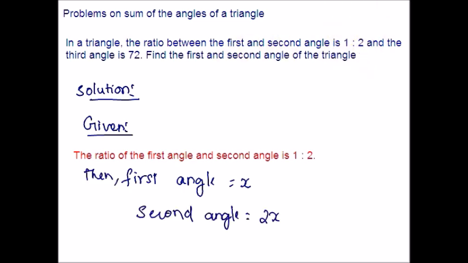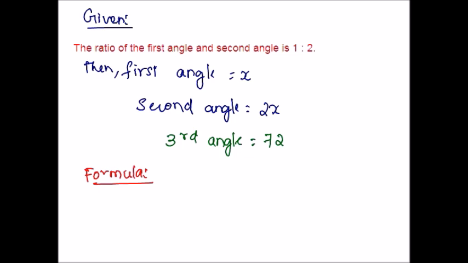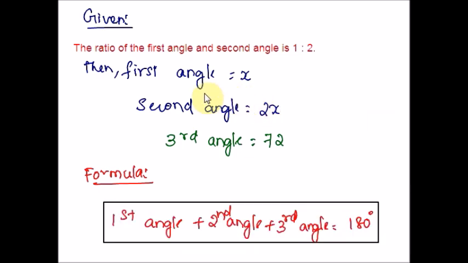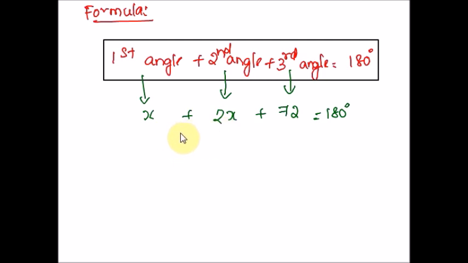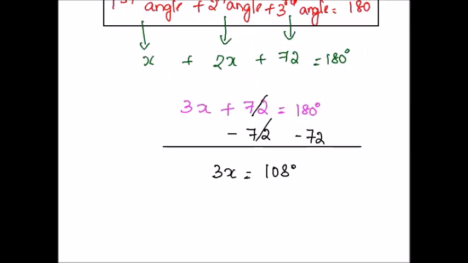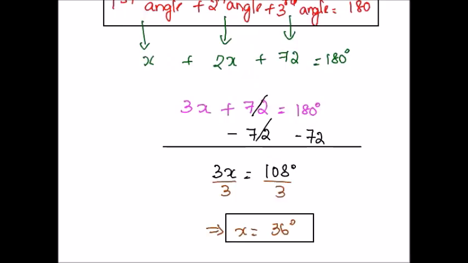We know that the sum of the three angles of a triangle would be equal to 180 degrees. Let me write it as a formula. Now let us just plug in the values for first angle, second angle and third angle in this formula. I'm just replacing all the given information in this formula. Now let us combine the like terms and solve for x. Like terms on the left side is x plus 2x. Subtract 72 from both the sides. Just divide both the sides by 3. I'm getting x is equal to 36 degrees.